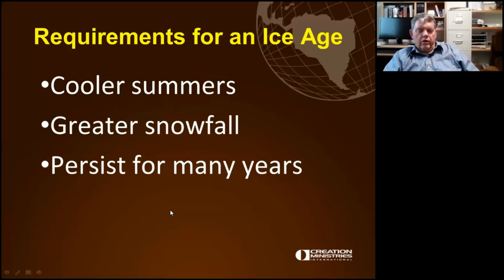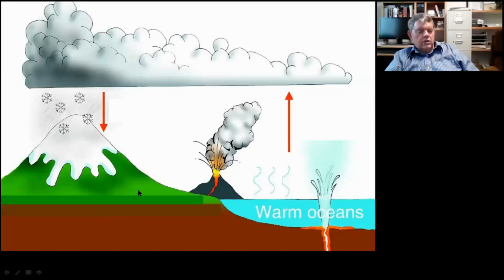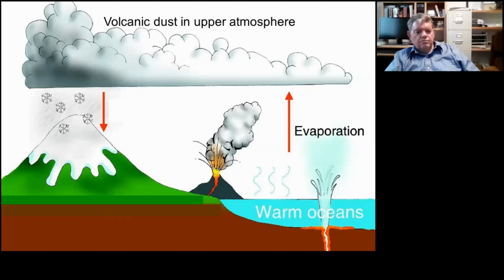Anyway, here's a quick summary of the requirements for an ice age. You have to have cooler summers, greater snowfall, and it has to persist for many years. And here's the general scheme of the ice age before we get into how the woolly mammoths in Siberia lived, why they lived there, and why they died. Warm ocean, great evaporation, volcanic dust reflecting sunlight back to space, and snow and sleet ending up on the cold land. That's the general ice age model in one schematic.